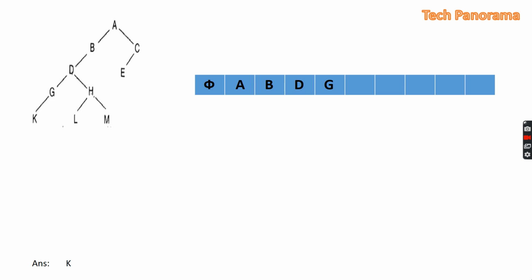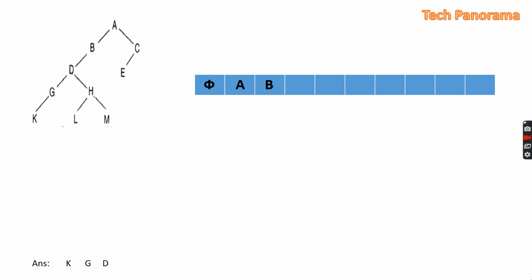So next we will pop the element, that is G. Now the pointer will point to G. First we will process G, then check its right. As it has no right element, again we will pop the next element, that is D, and assign it to PTR. So first we will process D, then check its right.